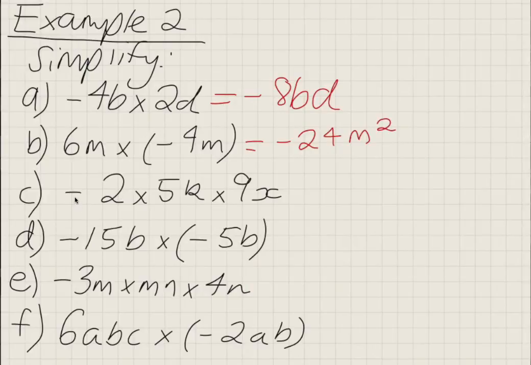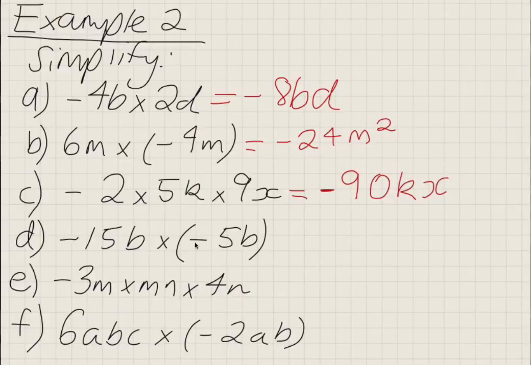Part C, negative 2. Nothing else is negative. We only have one negative sign, so none of them will cancel to become positive. We just have a negative. 2 times 5 is 10, times 9 will give 90. So minus 90kx.